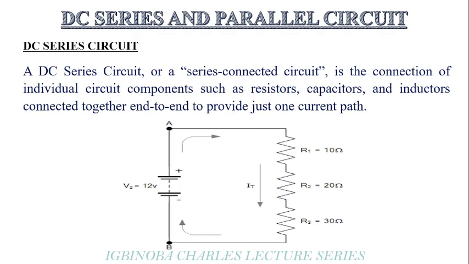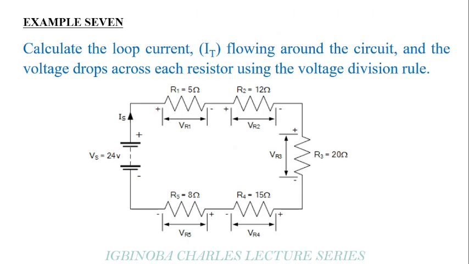Now we look at DC series and parallel circuit. DC series circuit. A DC series circuit or a series connected circuit is a connection of individual circuit components such as a resistor, capacitor, and inductor connected together end to end to provide just one current path. So it is clear from the diagram that these are resistors, they are connected in series. So when resistors are connected in series, the current through the resistors is the same and the voltage drop across the resistors is different. So when you add the individual voltage drops, you get your total voltage produced by your source. So we take an example to illustrate DC series circuit.